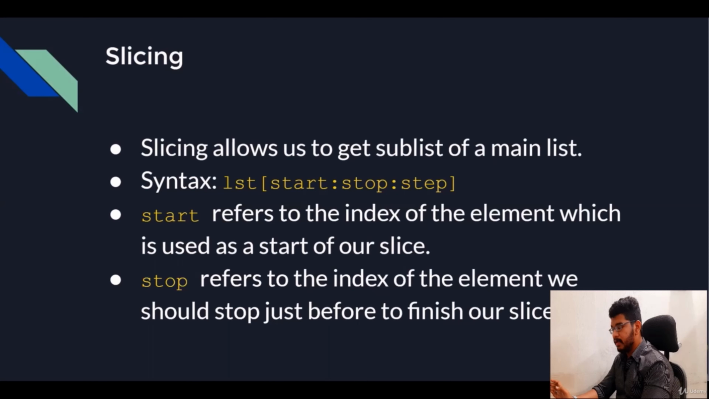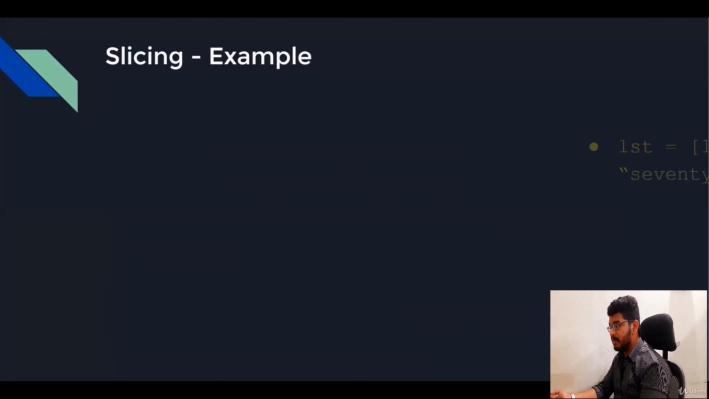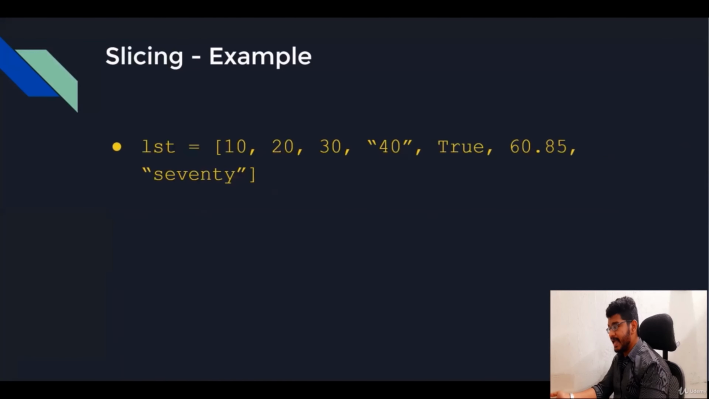And there is a step, which says how many elements to ignore. If you want to get elements in the middle of the array and you want alternate numbers, you can use this step. So let's see one of the examples here. Suppose this is an example list. We give the syntax as start, stop, and step.